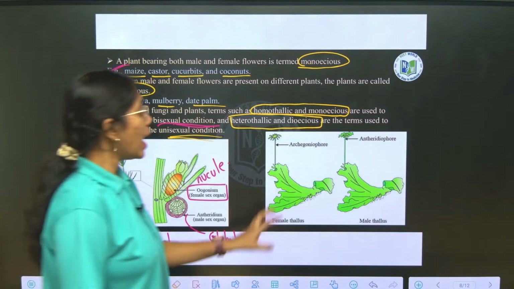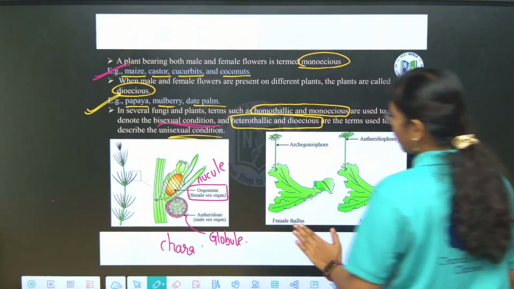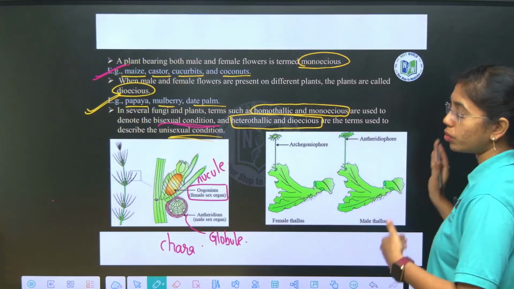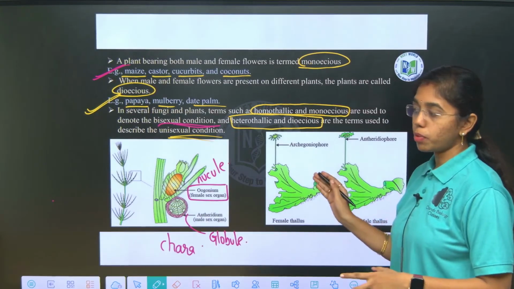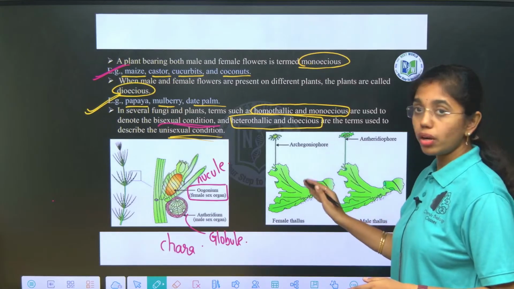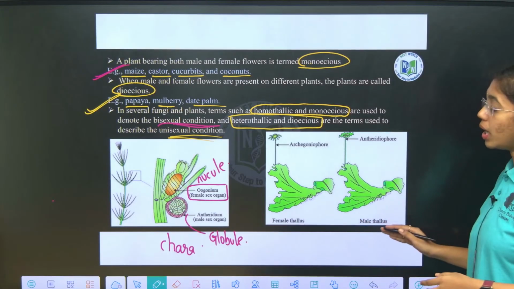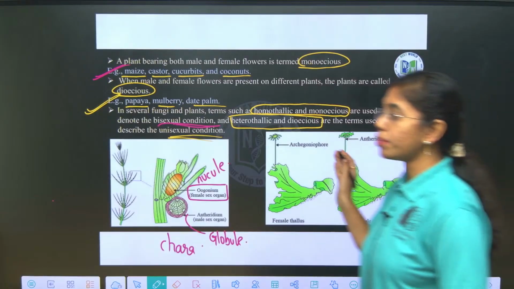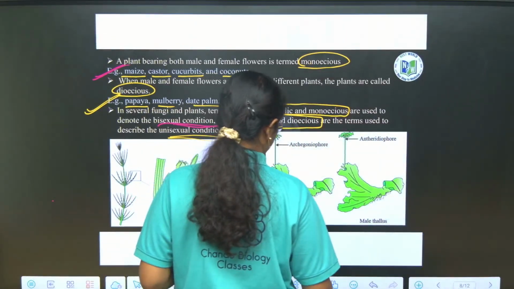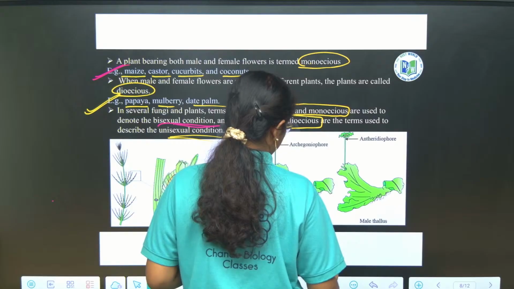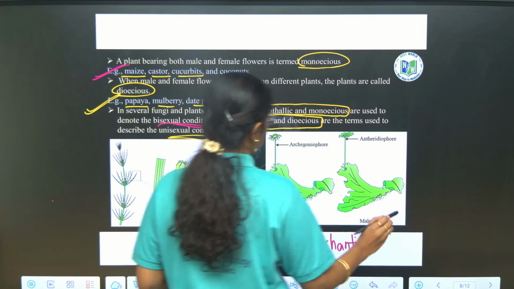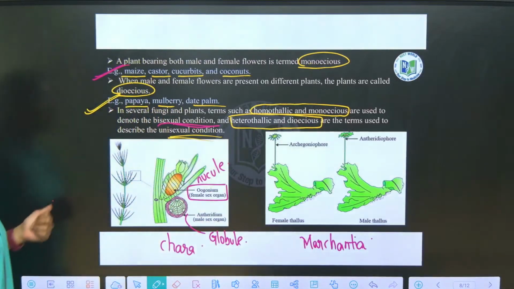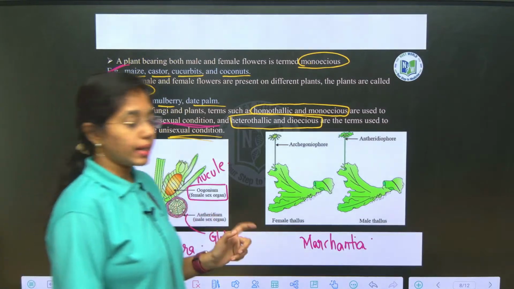Next, if you see heterothallic or dioecious, you have separate thalli, a female thallus and a male thallus. The female thallus will possess what? Archegoniophore. The male thallus will have what? Antheridiophore. The best example of this is what? Marchantia. So the examples to be highlighted are both in the monoecious condition and in the dioecious condition.